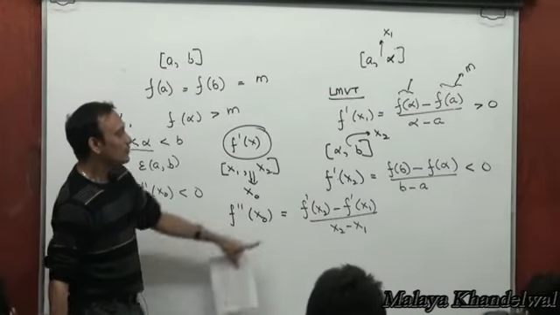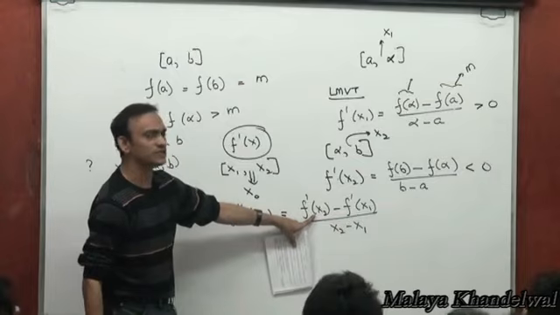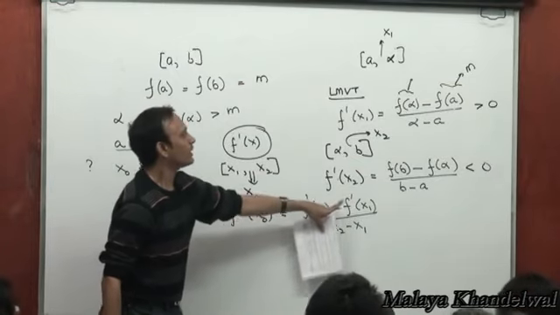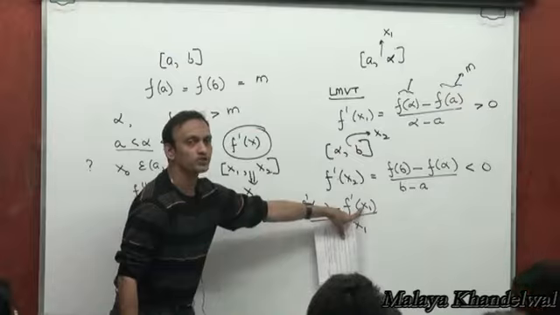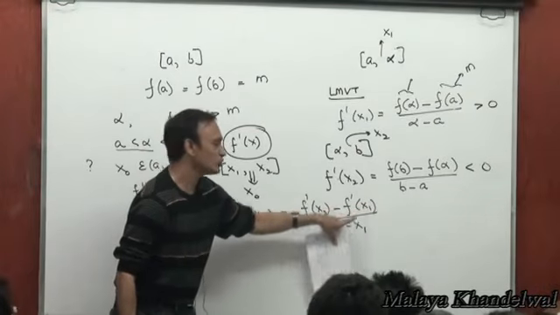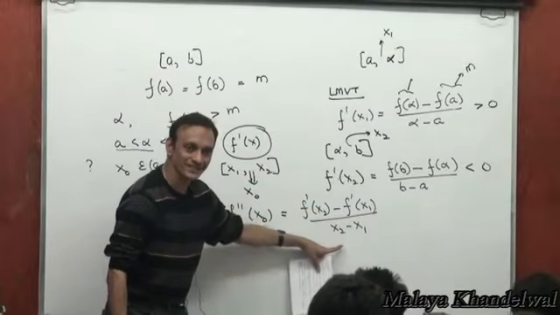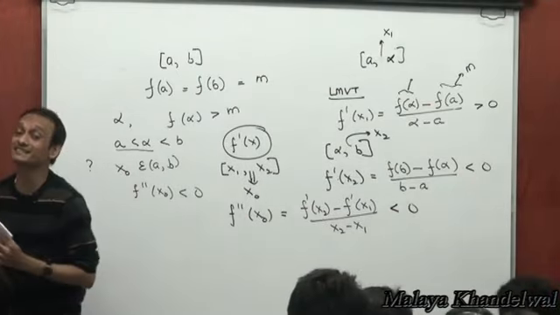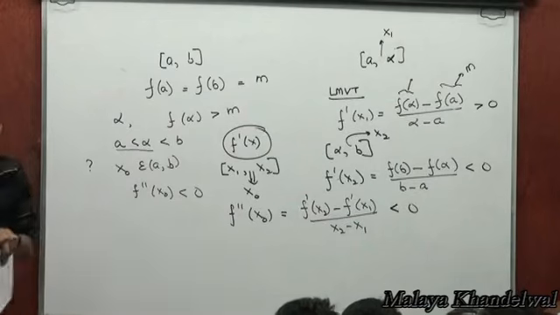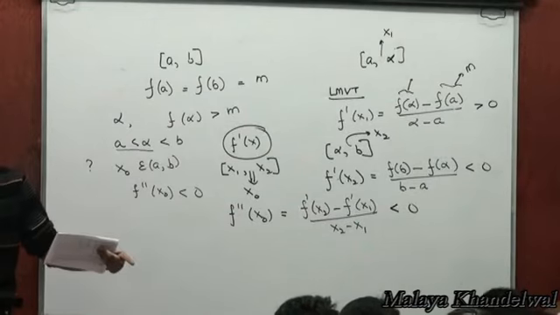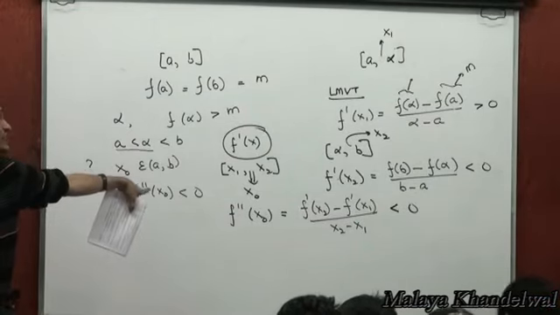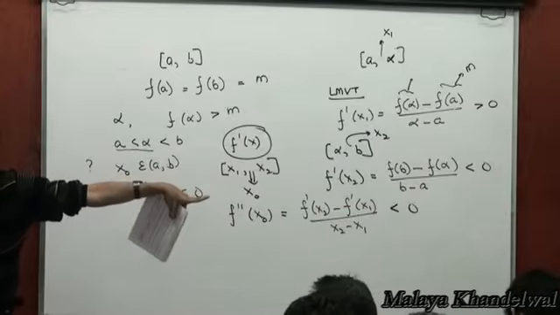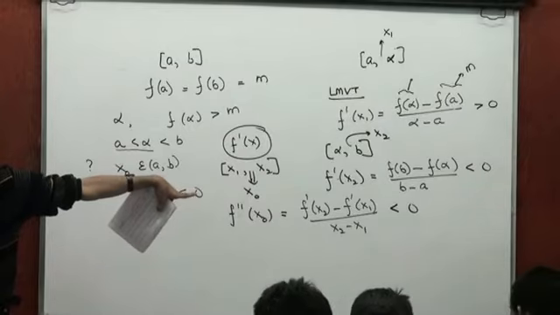Now, f dash x2 is negative, f dash x1 is positive. So this is negative, this is positive, so this ratio is negative. So then there does exist an x0 between x1 and x2, which clearly lies between a and b also, for which f double dash x0 is less than 0. Does it make sense to all of you?